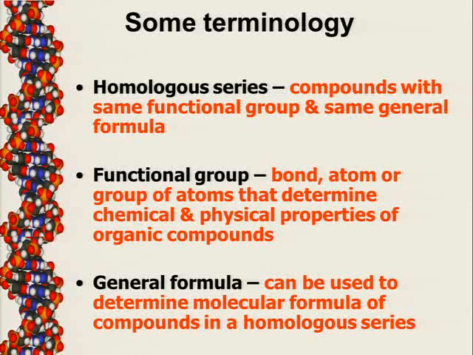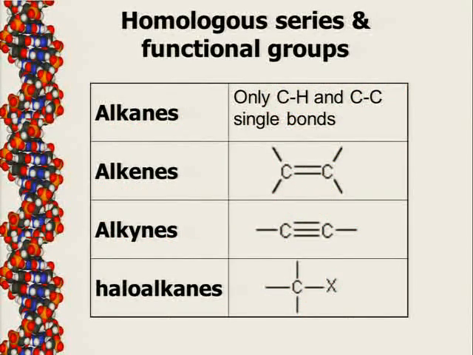So the homologous series, we say here these are the compounds with the same functional group and the same general formula. And then the functional group: the bonds, the atoms or group of atoms that determines the chemical and the physical properties of an organic compound. And then the general formula can be used to determine the molecular formula of a compound in a homologous series. And then for the homologous series, we are talking about the alkane, alkene, alkyne, and haloalkane.